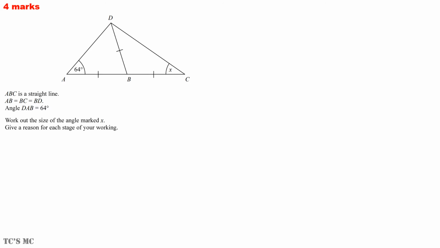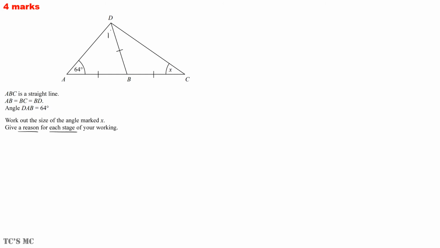ABC is a straight line. AB is equal to BC, which is equal to BD. Angle DAB is equal to 64 degrees. Work out the size of the angle marked X. Give a reason for each stage of your working.